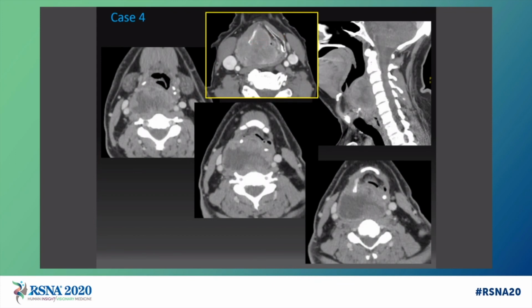But in case 4, everything is pushed forward. And in fact, you can maybe see this muscle that is bulged anteriorly by this mass. So this mass turned out to be in the retropharyngeal space. So in fact, this was a retropharyngeal sarcoma and not a hypopharyngeal carcinoma.